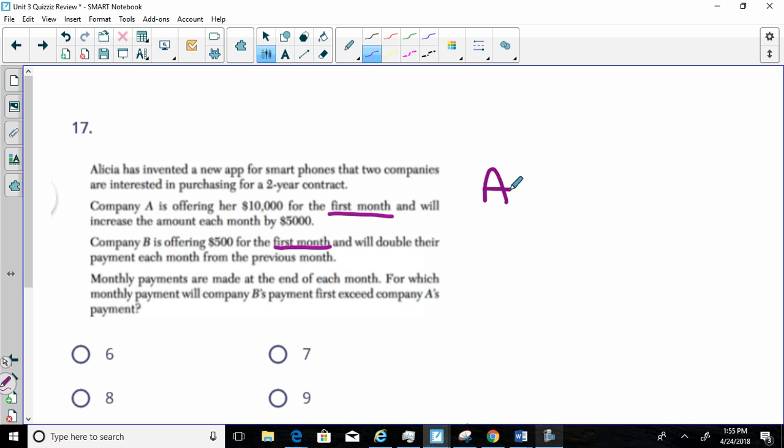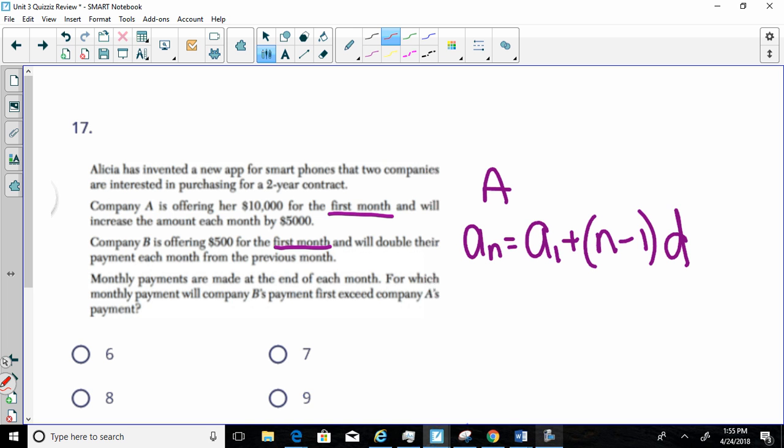And so do you guys see where it says explicit for arithmetic, that equation? It says A sub n equals A1 plus n minus 1 times d. Do you guys see that on your formula sheet? So what does A1 mean, do you think? The first term, right? And so what is your first amount? 10,000 plus n minus 1. And what's your d? 5,000. D is just your slope.